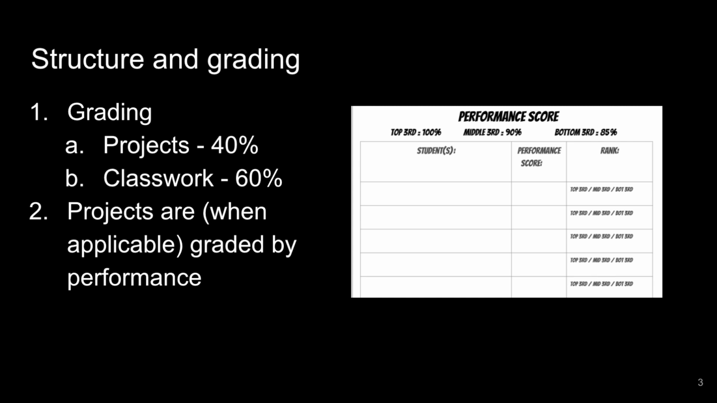You will score either a 100, 90, or 85% on class projects. The top third performing projects receive the 100%. The bottom third performing projects receive an 85%, and the middle third receives a 90%.